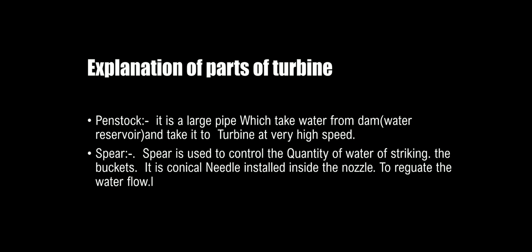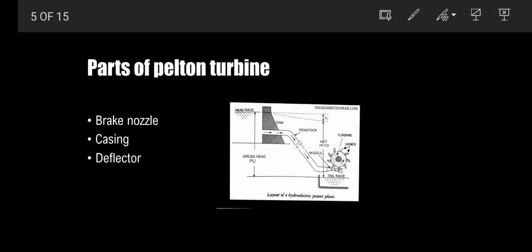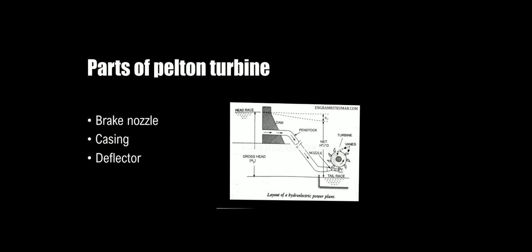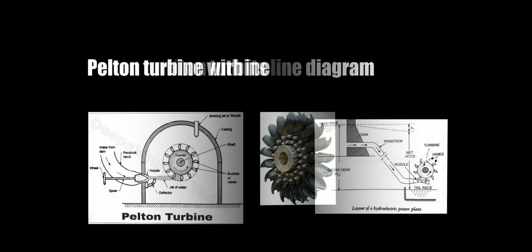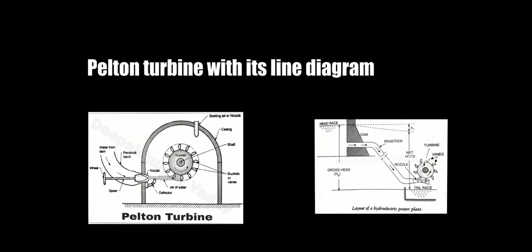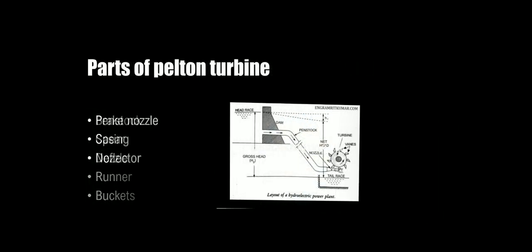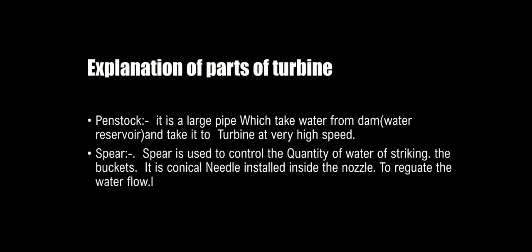Now, what is the spear? The spear is used to control the quantity of water striking the buckets. It is a conical needle installed inside the nozzle to regulate the water flow. I'll show the spear diagram. You can view the part of the spear shown here. This is the spear which controls the quantity of water hitting the buckets. It is in the shape of a conical needle installed inside the nozzle.